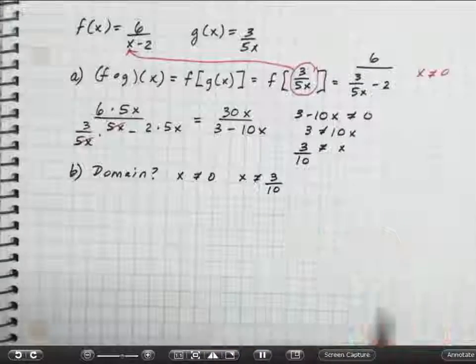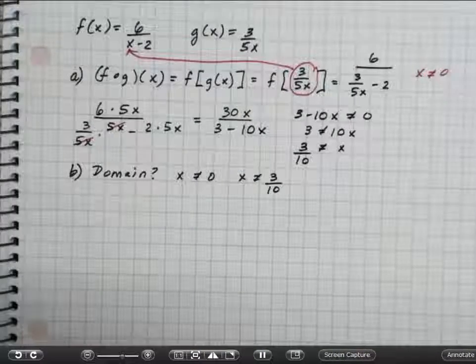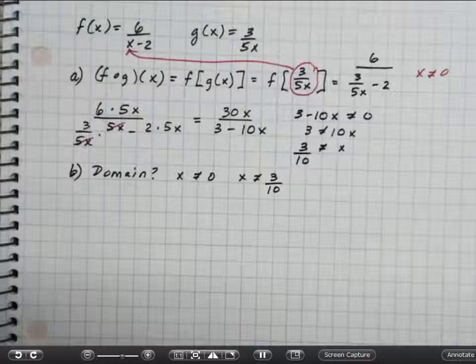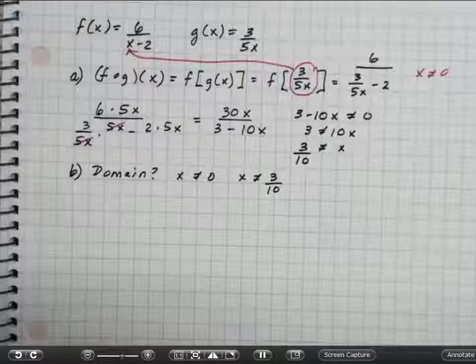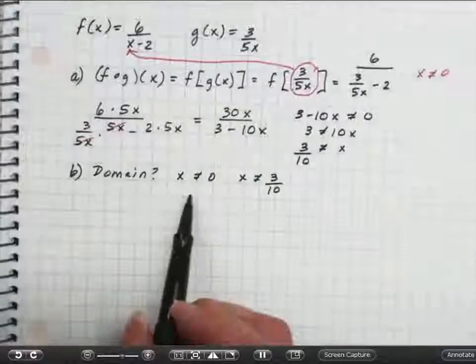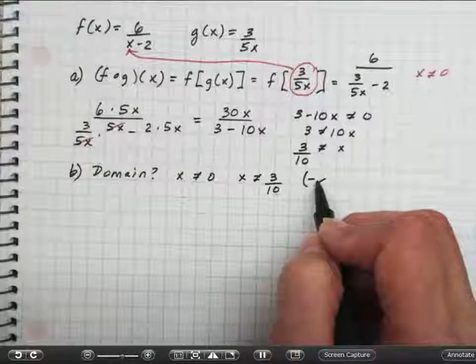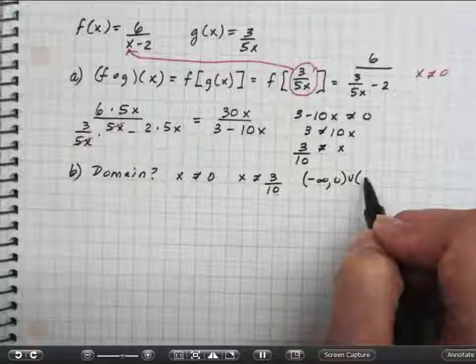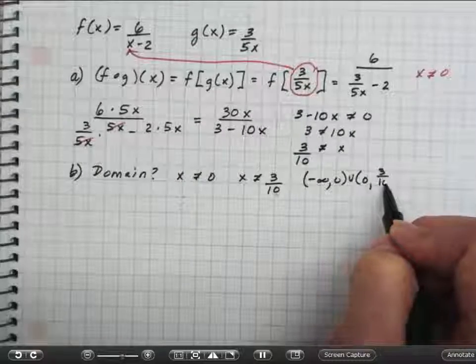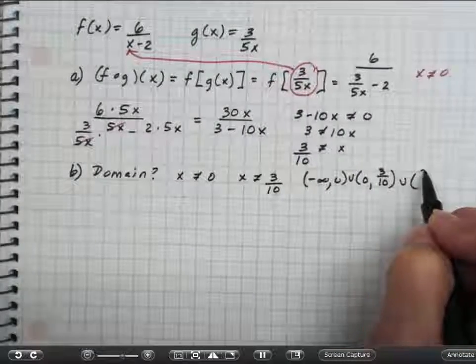Did somebody say 3/10? Did I miss that? Oh, I didn't hear you say that, Erica. I'm sorry. And then remember to write your interval notation as you read from left to right. So it should be from -infinity to 0, in union with 0 to 3/10, in union with 3/10 to infinity.